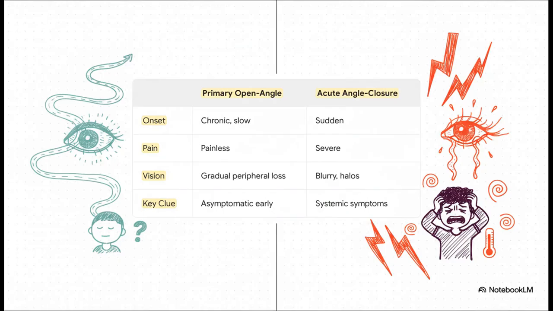Okay, so let's put them side by side. On the left, you've got primary open angle. It's chronic, it's painless, it's gradual. On the right, acute angle closure. It's sudden, it's super painful, and it comes with those huge red flag systemic symptoms. These are the two patterns. That's what you need to look for.